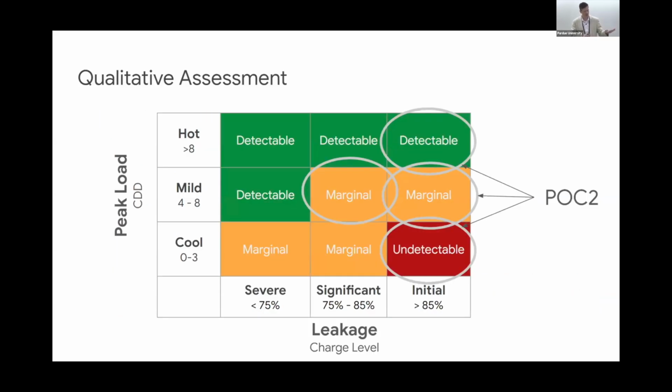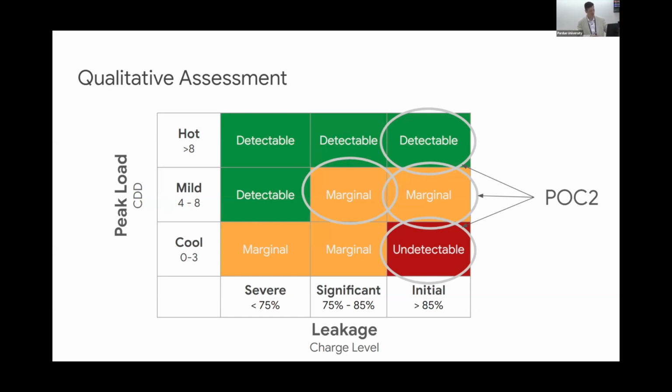So if we were to take a qualitative assessment, this is what we think. If you look at the leakage versus the peak load or the outside load in terms of cooling degree days, we want to detect early, when there's a very mild leakage and initial conditions, so that'd be the right-hand column. We found that small amounts of leakage are detectable when there is a significant load. That's definitely a detectable range. However, it's not detectable when it's a very low load. We just simply couldn't detect it.